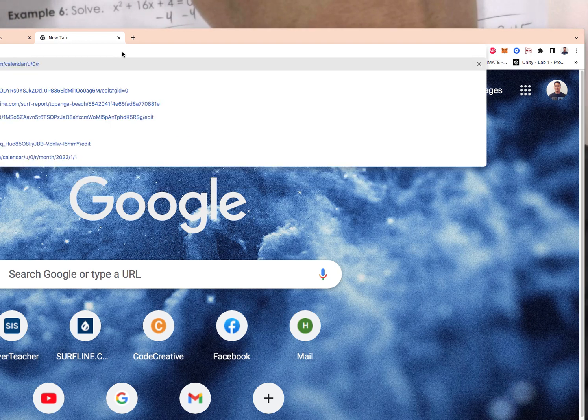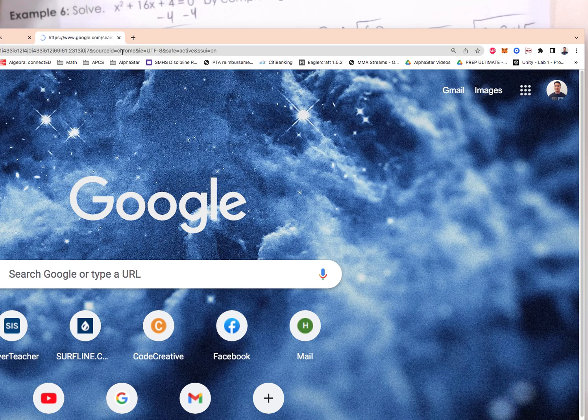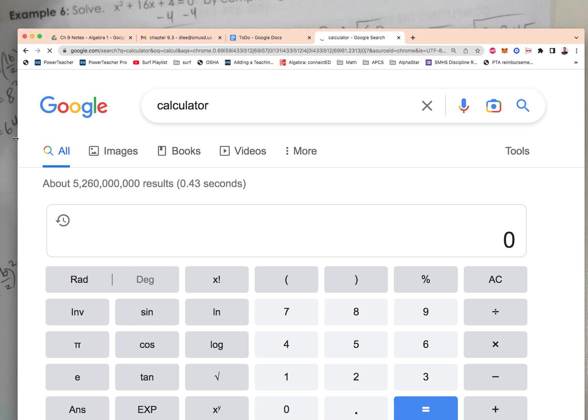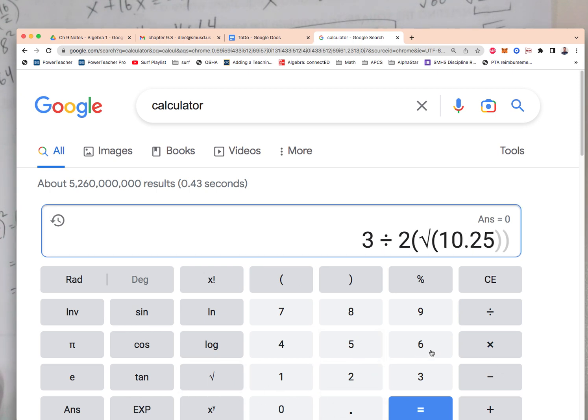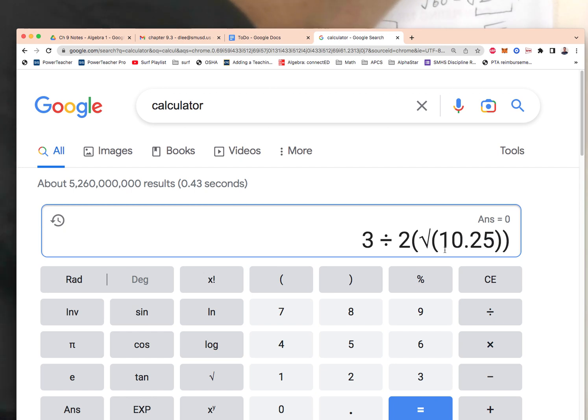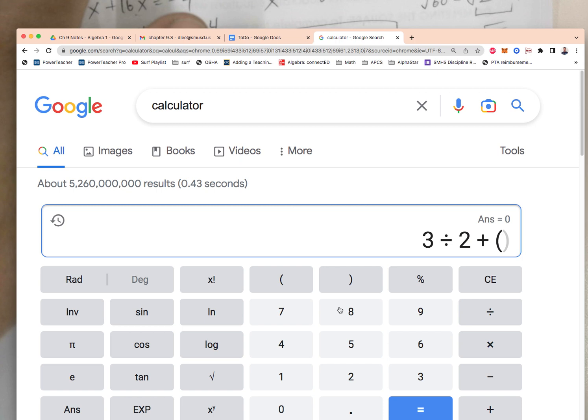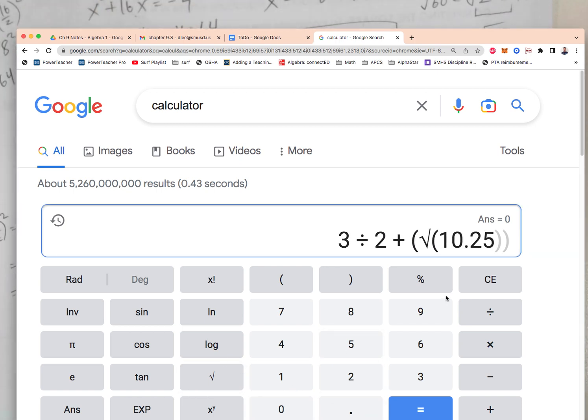Okay, so let's go ahead and come over to our Google calculator. And how is this going to look? Okay, so we have 3 divided by 2, parentheses, plus square root 10.25, parentheses. Do I have a plus here somewhere? No, I don't have the plus. Plus, okay, parentheses, square root 10.25, parentheses. Okay, so there we go.